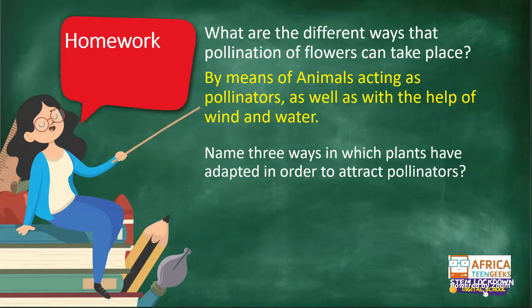Okay, so the next one, name 3 ways in which plants have adapted in order to attract pollinators. And go in the chat box. I see somebody has it in there already. Anyone else want to try out your hand at an answer there? Yes, good. You are all on the right track.